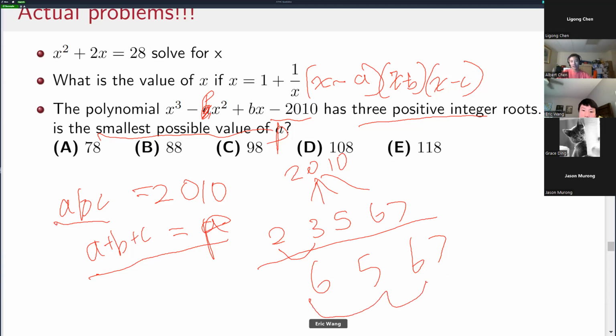Notice that if we combine, let's say 3 and 5, that would give us a bigger sum, because it would be 2 plus 15 plus 67. And this is only 78. So our answer is A.